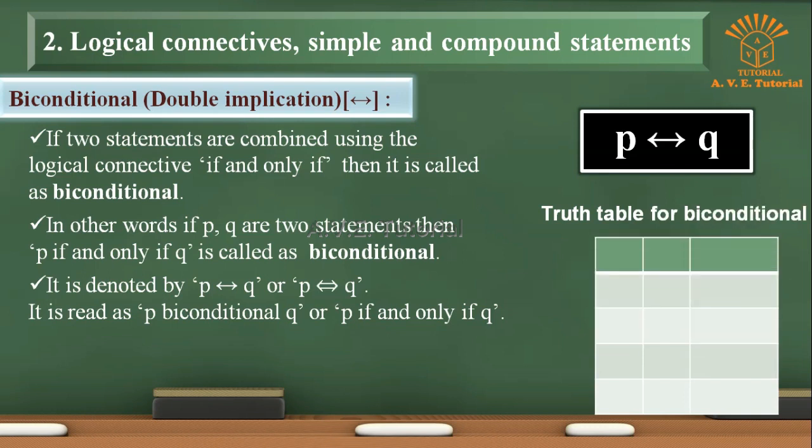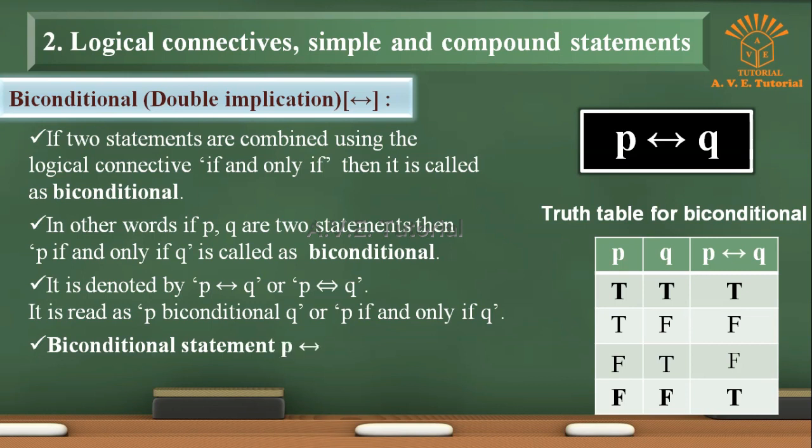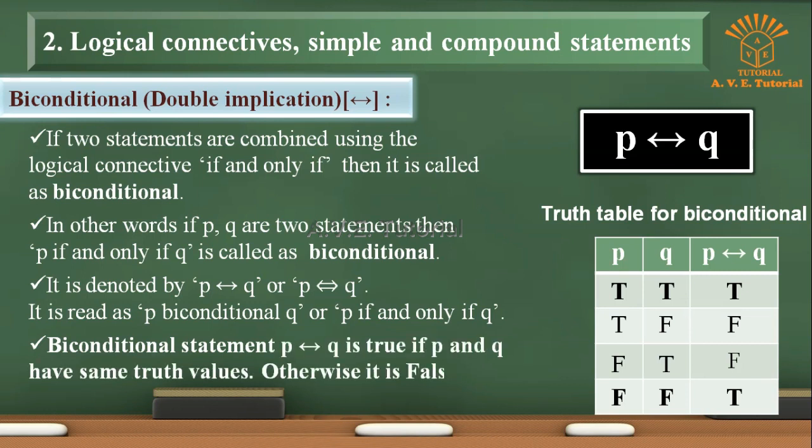Truth table for biconditional. First row, P, Q, P biconditional Q. Second row, T, T, T. Third row, T, F, F. Fourth row, F, T, F. Fifth row, F, F, T. Biconditional statement P biconditional Q is true if P and Q have same truth values, otherwise it is false.